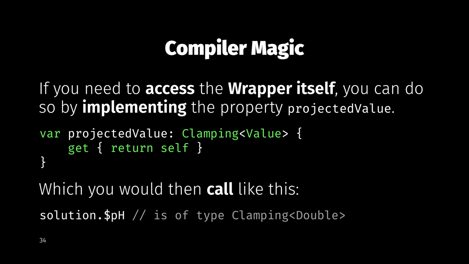It's just like the wrapped value, it's a computed property, except that this one is optional, you don't need it to make a wrapper. But here I am implementing it by just returning self, and then if I want to access the wrapper and not the value, I would do so by prefixing the property with a dollar sign. So if I do solution.$ph, what it will return will be of type ClampingDouble, so the wrapper, and not of type just Double as I would have gotten if I had done solution.ph.